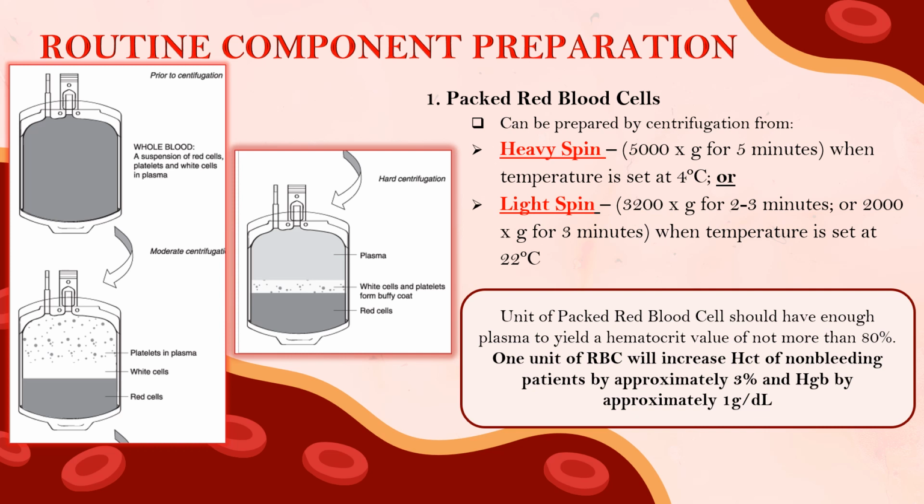So take note that a unit of packed red blood cells must contain not less than 80% hematocrit. And 1 unit of packed red blood cells will increase the hematocrit of non-bleeding patients by approximately 3% and hemoglobin by approximately 1 gram per deciliter.